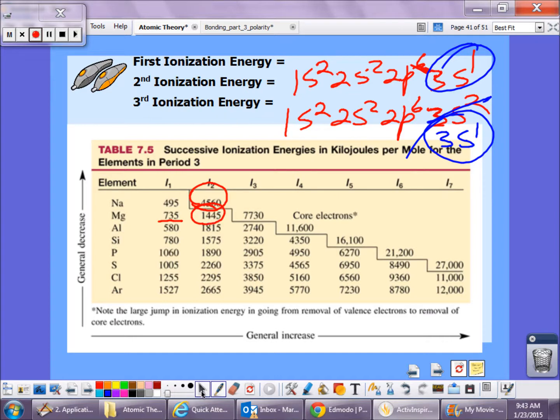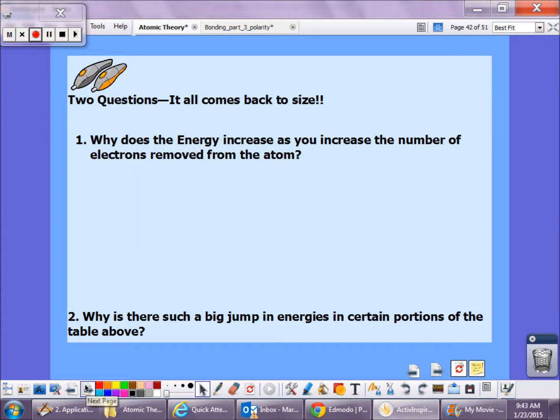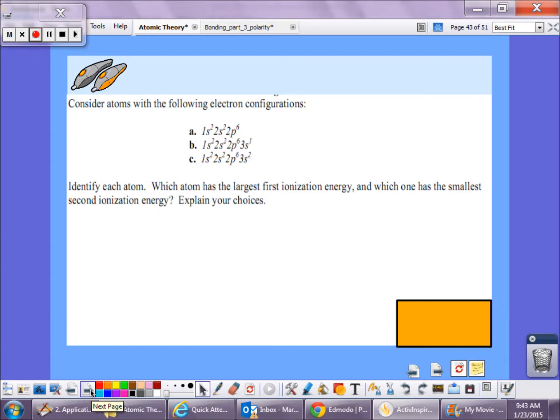Core electrons. Okay, let's move on because I don't want to come back to this. I'm not going to answer all of those questions just to save time. Two questions: Why does the energy increase as you increase the number of electrons we remove from the atom? I'm not going to answer those. Let me just show you, and then you can stop it and try to answer them yourself.